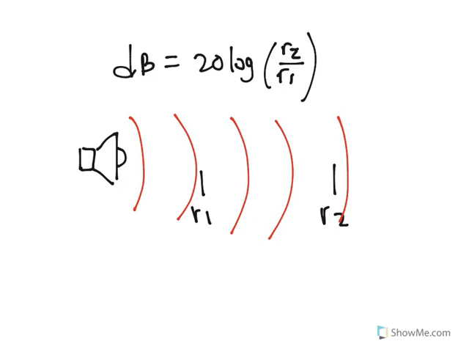Decibel is a logarithmic scale, which means it's going to increase logarithmically. The logarithmic scale is base 10. Do not confuse it with the natural logarithm.